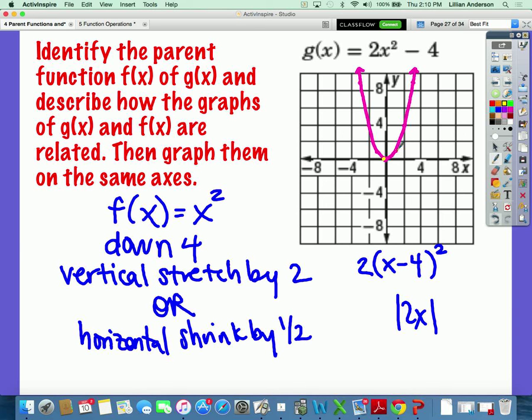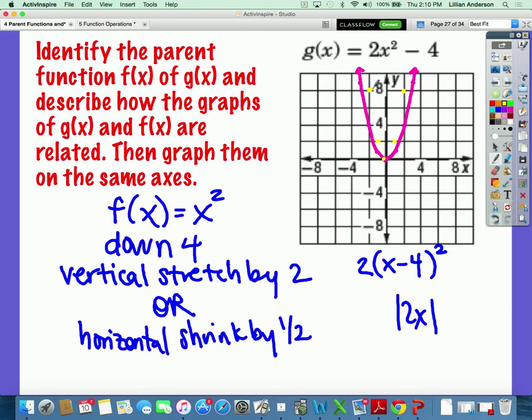So (1, 1) would now be where? (1, 2). (2, 4) would be where? (2, 8). And then (3, 9) would be too high. Negative 1, 1 would be negative 1, 2. Negative 2, 4 would be at negative 2, 8. The yellow dots represent my parabola vertically stretched by a factor of 2.